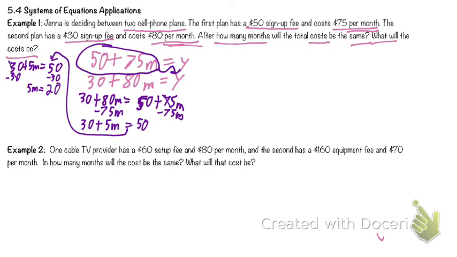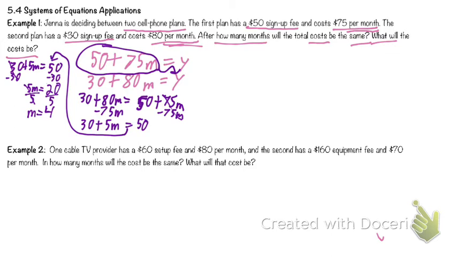Now what do we do with this equation? Divide by 5. m equals 4. So, what did m represent? Which variable? What did it represent? M represented the number of months. So after how many months will the cost be the same? 4 months. So we answered one of the questions.